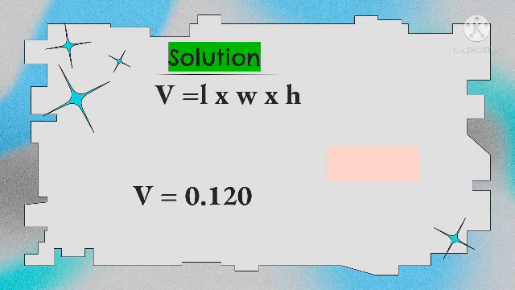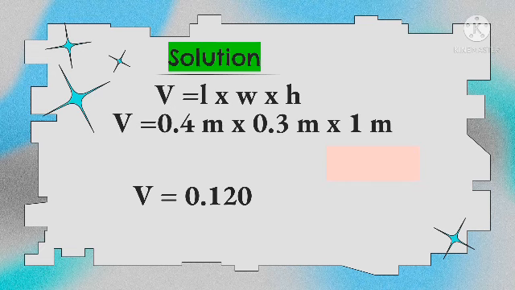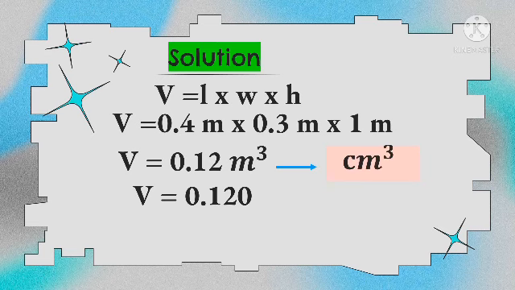So, isa-substitute muna natin V equals L times W times H. Then, substitute natin, pero in meters muna, okay? So, yung 4/10 meters times 3/10 meters times 1 meter. So, we will get the volume of 12 hundredths cubic meters. So, i-convert na natin siya into cubic centimeters dahil cubic centimeters ang hinihingi sa problem. So, we need to convert this 12 hundredths cubic meters into cubic centimeters.